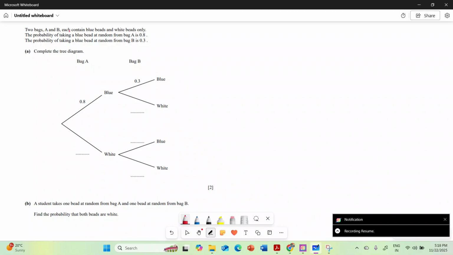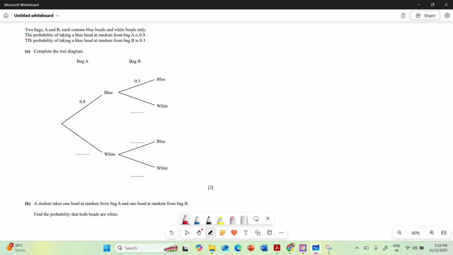In this question, two bags A and B each contain blue beads and white beads only. The probability of taking a blue bead at random from bag A is 0.8 and the probability of taking a blue bead at random from bag B is 0.3. So the probability of white from bag A, 1 minus 0.8, you will get 0.2. And for bag B, white is 1 minus 0.3, so this is 0.7. So my answer is 0.7 white and blue is 0.3.